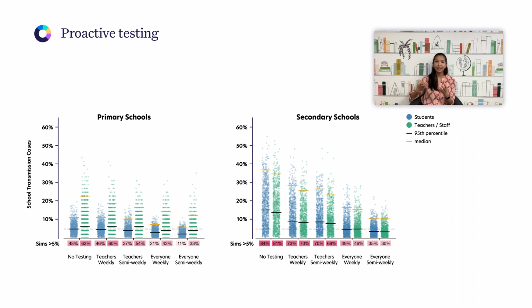What you can see here is that proactive testing can be very, very effective, and the more frequently you test and the more individuals you test, the more effective it is as a mitigation strategy.